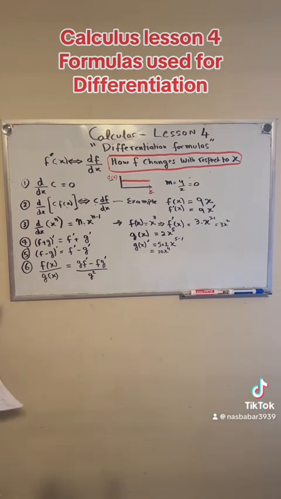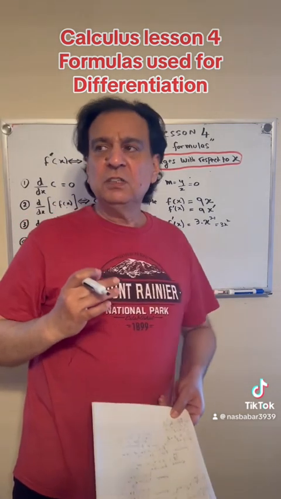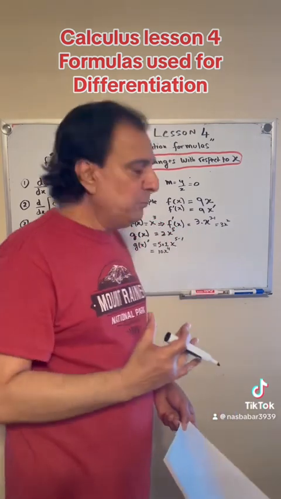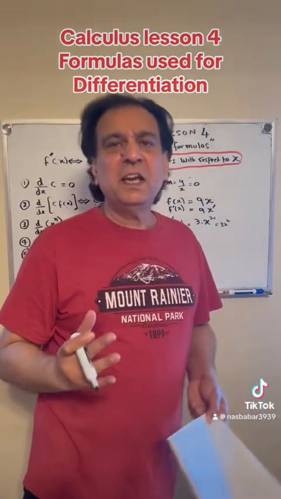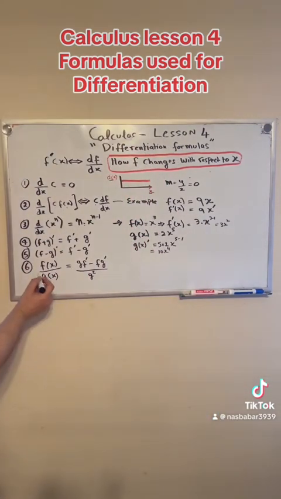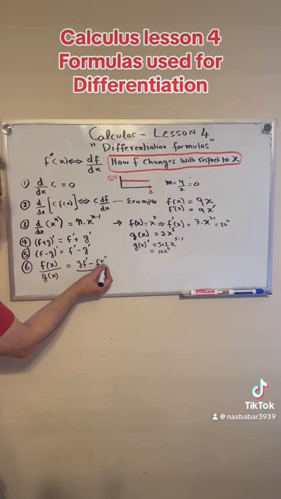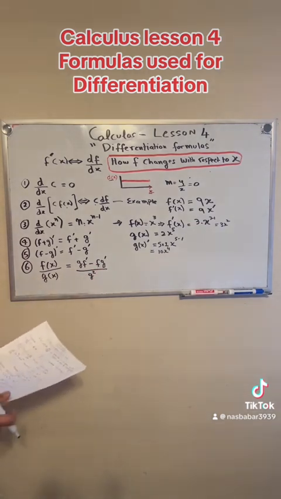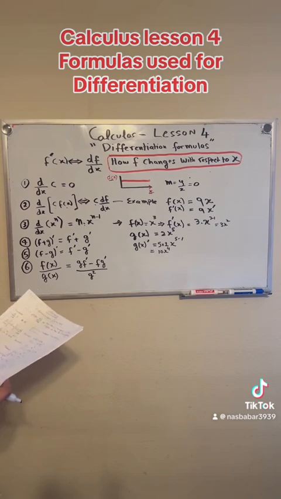And then lastly, number 6 is, what if you have two functions and they're divided by each other? f of x over g of x. In your calculus books, you will see the derivation also, how they came to this. But on TikTok, as you know, I can't really do lessons longer than 10 minutes, and that might take a long time. But you just have to memorize that f over g prime is going to be g times f prime minus f times g prime, all over g squared. Okay? So you have to remember that.